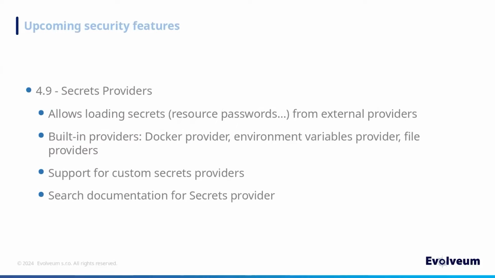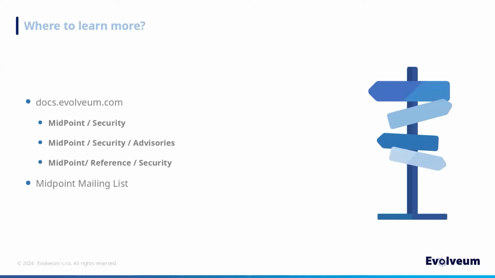What's next with the security features? In MidPoint 4.9, we will introduce secrets providers, which will allow you to load secrets, such as the administrator password and resource passwords, from external sources. MidPoint will have a few built-in providers out of the box: support for Docker secrets, environment variables, and file providers. Custom providers will also be supported. And if you want to learn more about these upcoming features, search our documentation for the secrets provider.